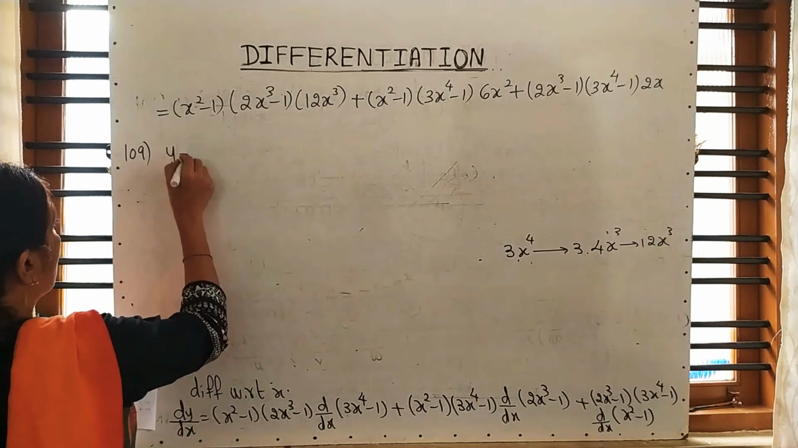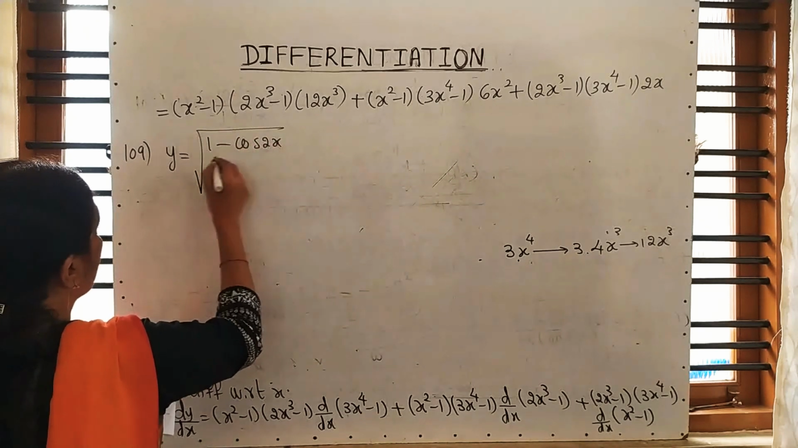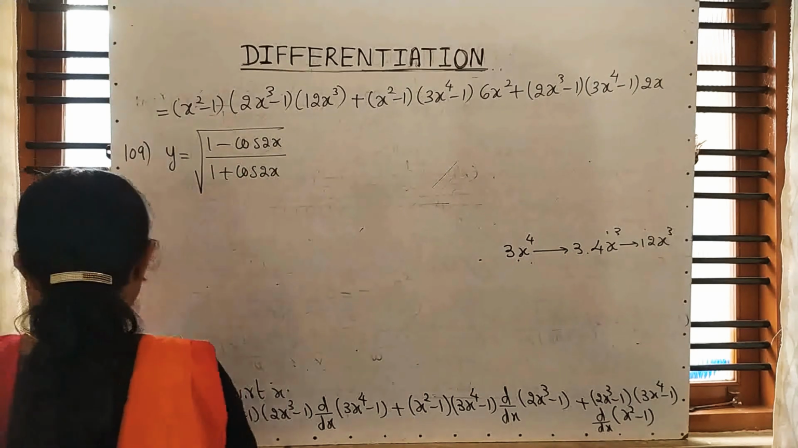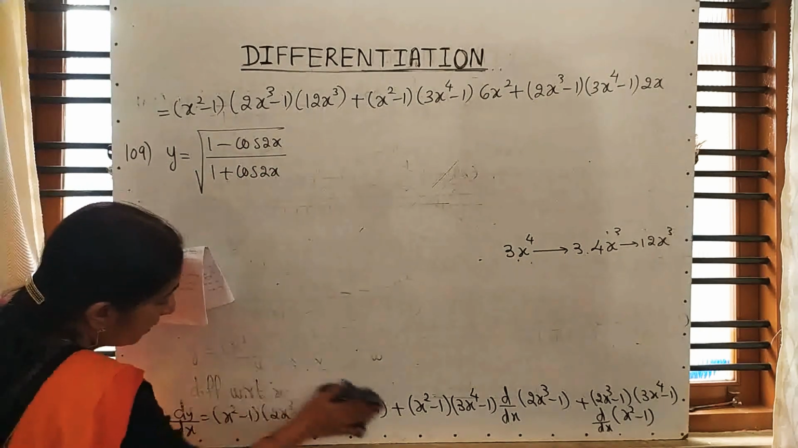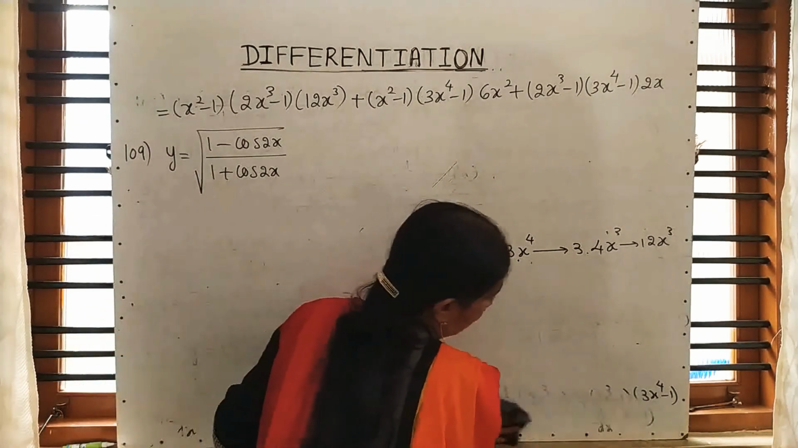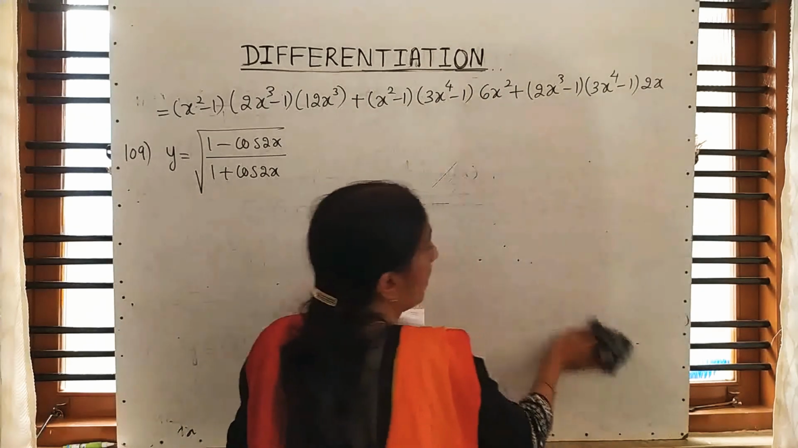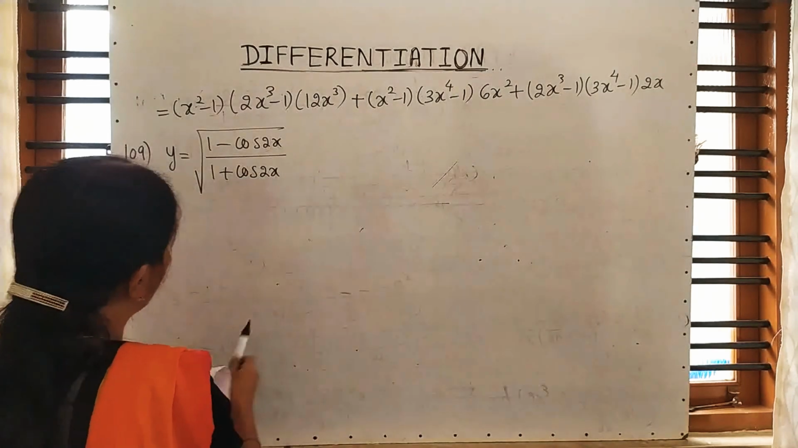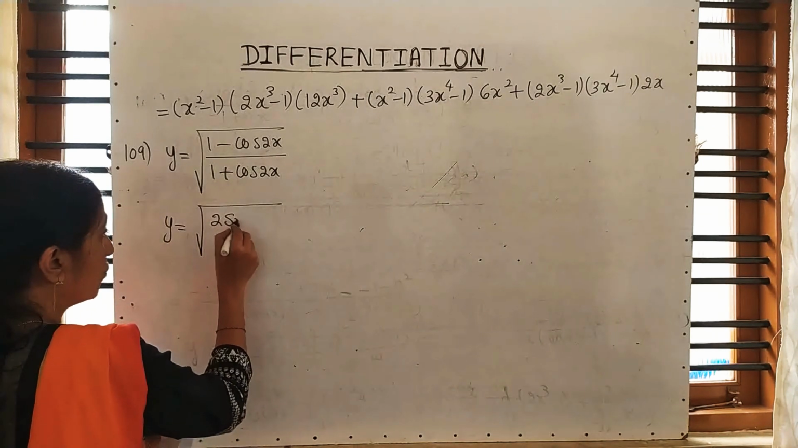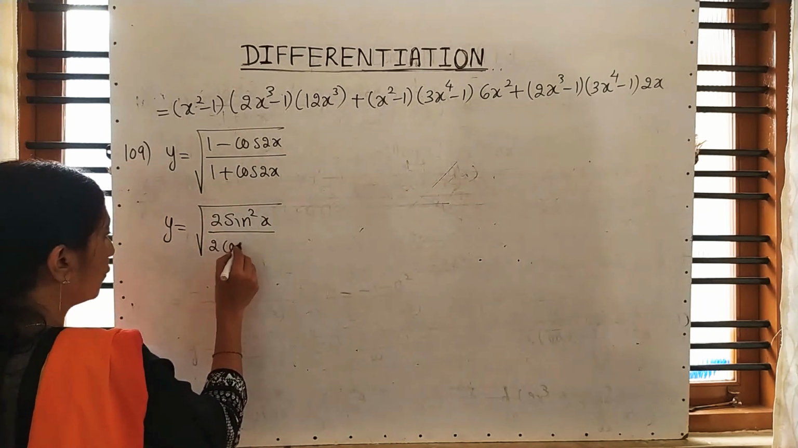Next, y is equal to root of 1 minus cos 2x upon 1 plus cos 2x. See, before differentiation, just recall your trigonometric formula list. Have you remembered what is 1 minus cos 2x? 1 minus cos 2x is 2 sin square x. Before differentiation, 2 sin square x, and 1 plus cos 2x is 2 cos square x.